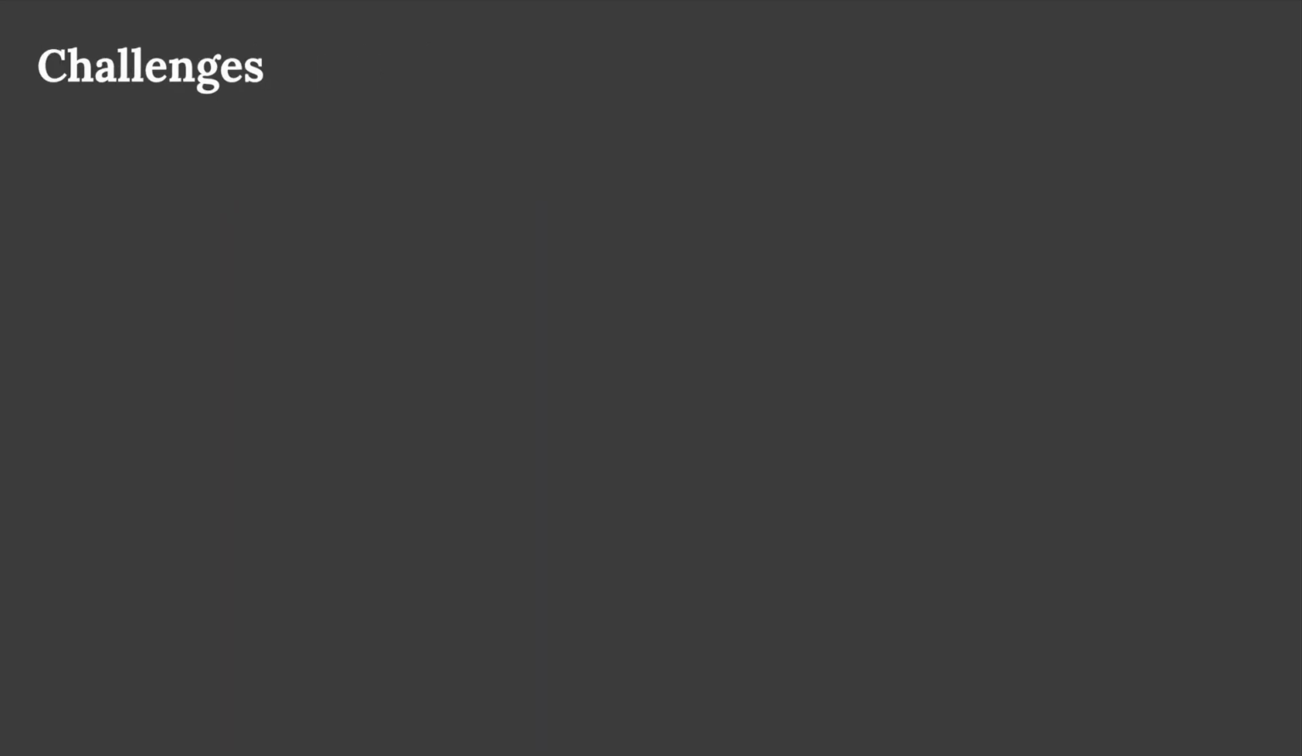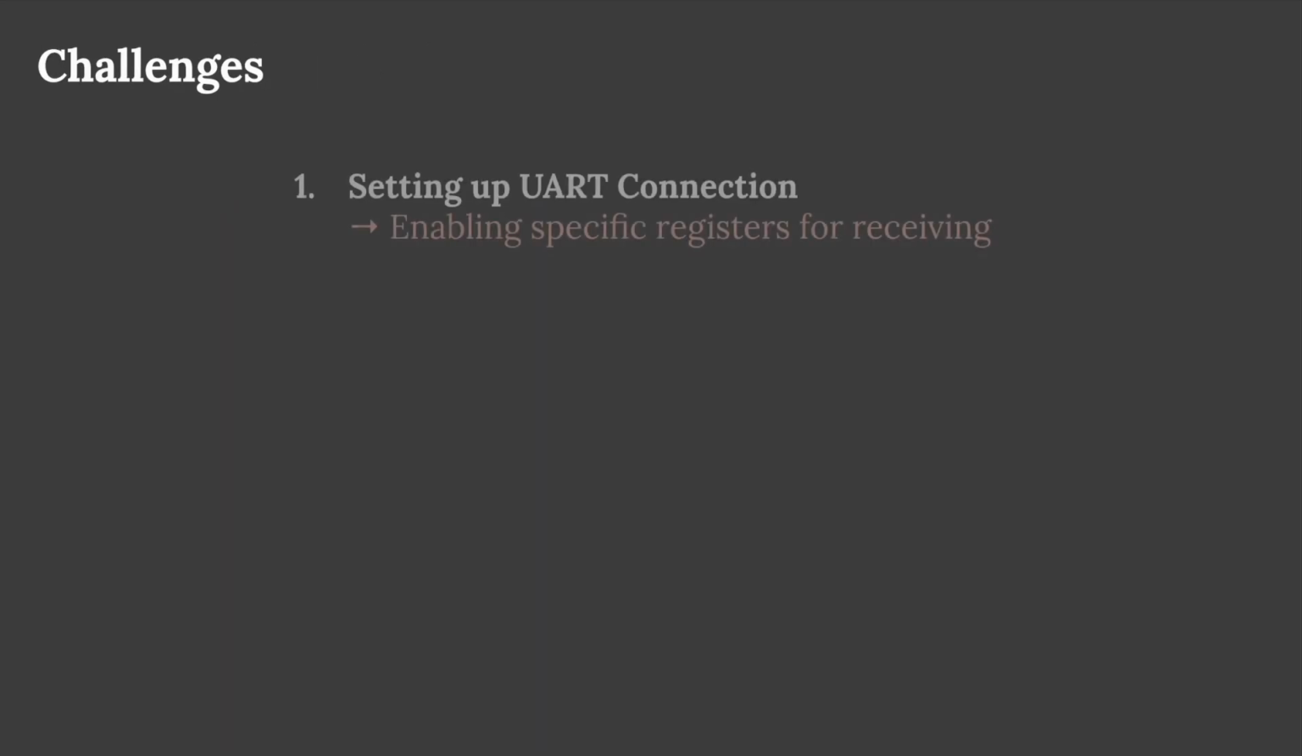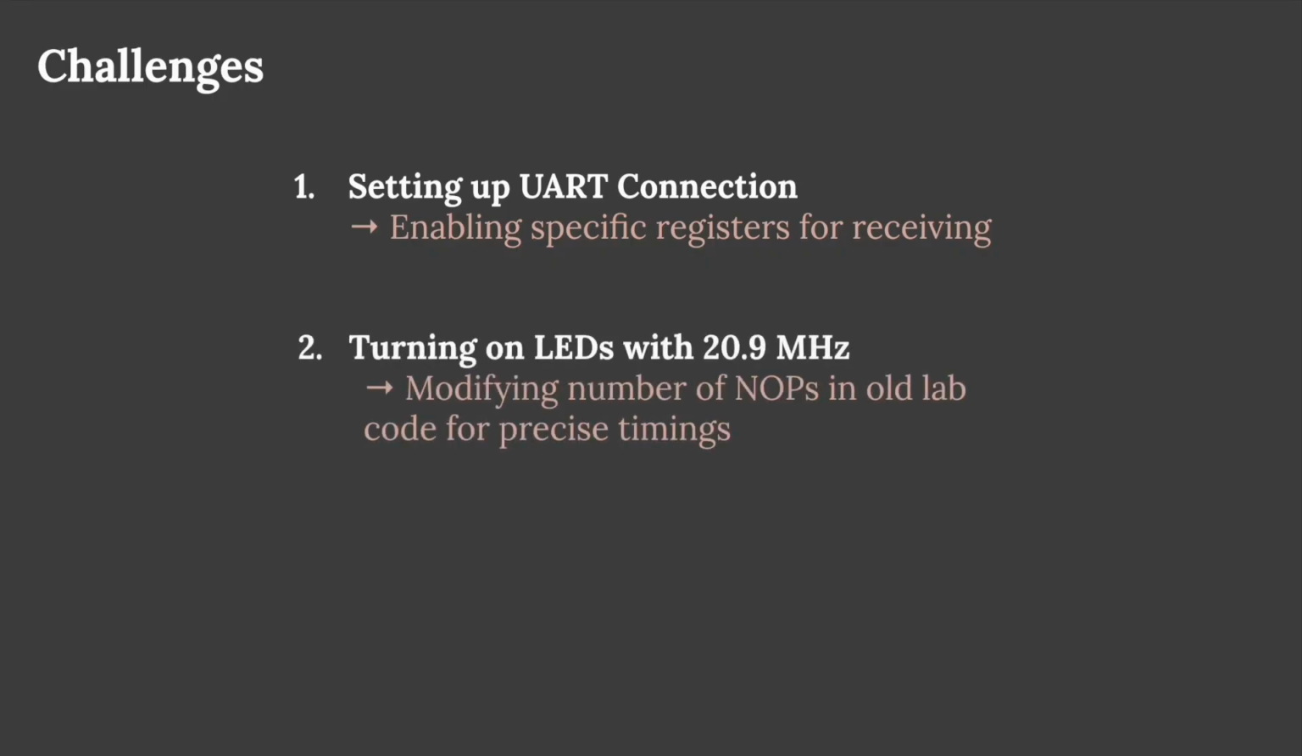Now we're going to go into some of the challenges that we faced in this project. The first one was setting up the UART connection. This was a very difficult challenge. We had to enable specific registers for receiving. The next challenge was turning on LEDs with 20.9 megahertz. 20.9 megahertz was the internal clock frequency, and that meant we had to modify the number of no-ops in old lab code to ensure that we had the precise timings to make it work.